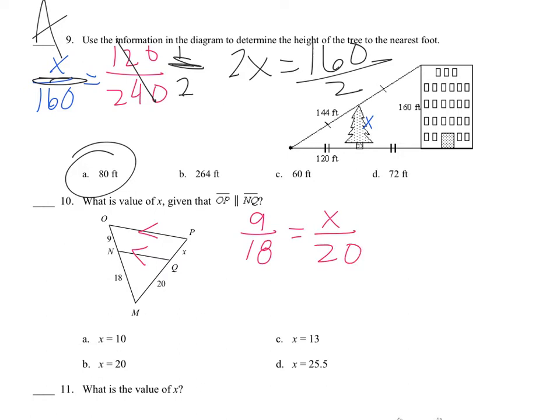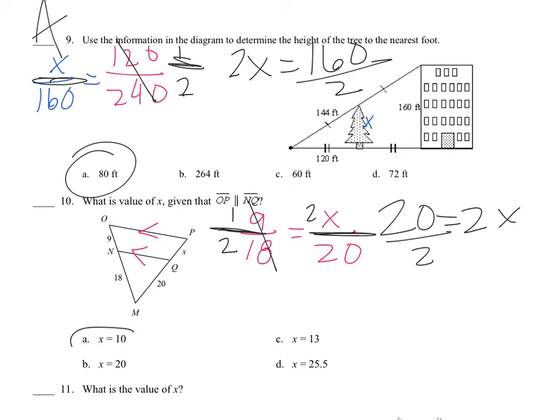Again, because I just like to make life easier for myself, 9 over 18 is the same thing as 1 over 2. So if I get rid of this division, I multiply this side by 2. So I have 2x. And over here, I have to get rid of this division. The opposite of dividing would be multiplying. Multiply by 2, divide by 2, x is 10.